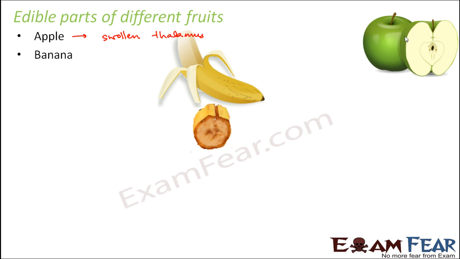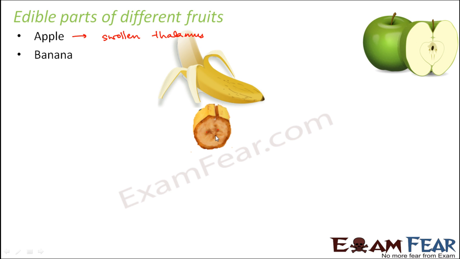If we talk about banana, the edible part is the fruit, that is the ovary. Again in banana you can see this entire fruit is nothing but the ovary. So the ovary becomes this entire fruit, and inside this fruit you can see seeds. However, these days seedless bananas are also available, but otherwise you can see small black dot-like structures. They are nothing but the seeds of the banana fruit.